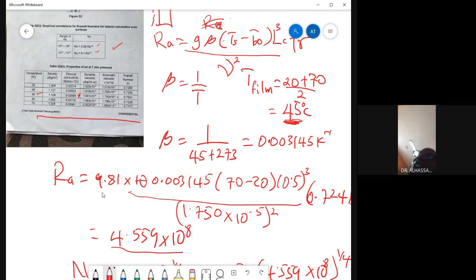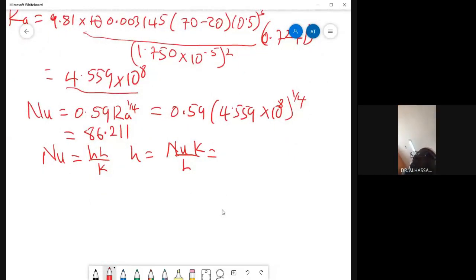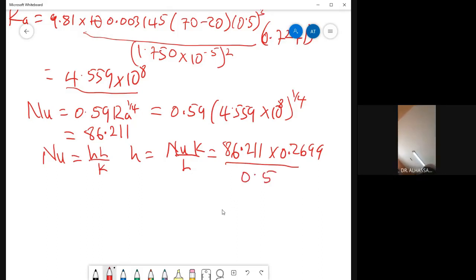0.02699, that's the value for our thermal conductivity. The Nusselt number is given already, so we have 86.211 times 0.02699, all divided by the characteristic length, which is 0.5. So eventually we will have h equals 4.60 watts per meter squared per degree Celsius.